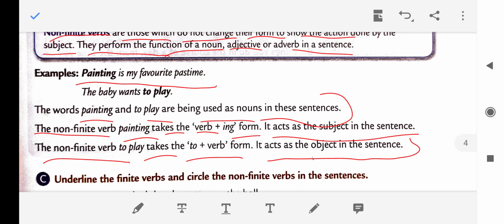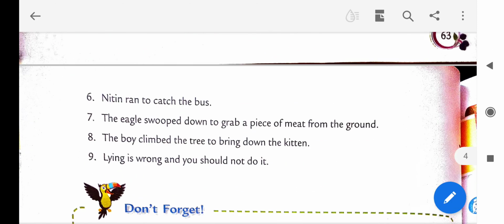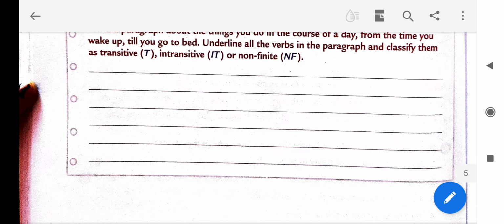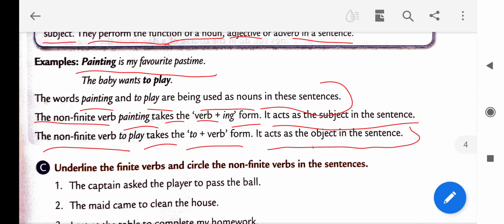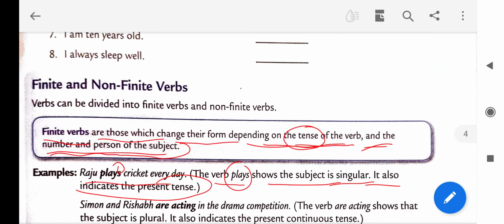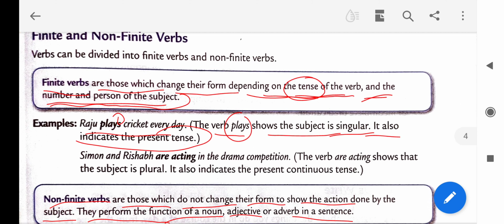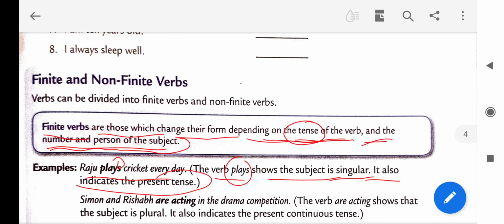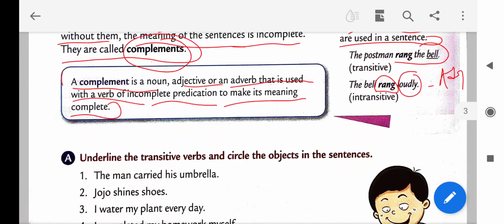Okay students, with that we finish our chapter of verbs. I have done all the exercises in the live classes with all of you, and some of the exercises were given as homework. If you face any problem in understanding anything, you can contact me anytime.